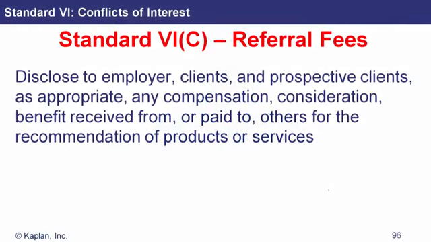Well, we need to disclose to the employer and clients and prospective clients any compensation, consideration, benefit, it doesn't have to be money, that we receive from or pay to others for recommendation of the product or service. So whether we are paying the referral fee or receiving the referral fee, and again, it could be monetary, it could be tickets to the game, it could be membership at a club, whatever it happens to be, we have to disclose that to the employer, clients, and prospective clients.